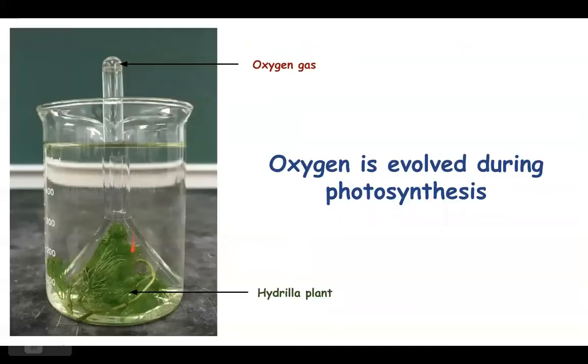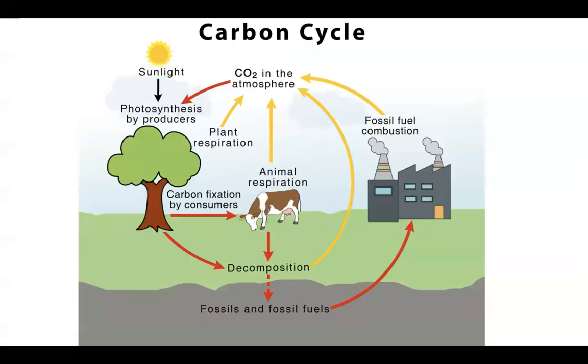So this is how this experiment is done in the lab. We place a hydrilla plant with small supports under an inverted funnel, and we invert a test tube containing water over it. The gas which collects on top is oxygen. So this tells you that oxygen is evolved during photosynthesis. So with this, we have finished the experiments on photosynthesis.